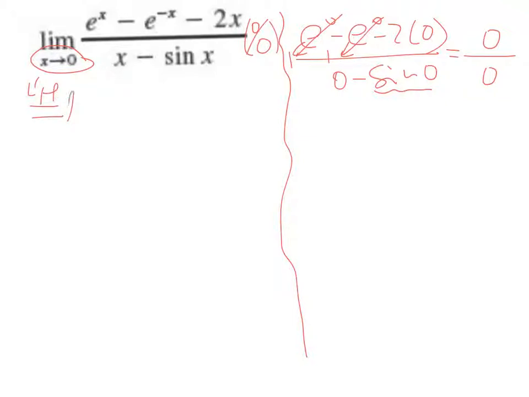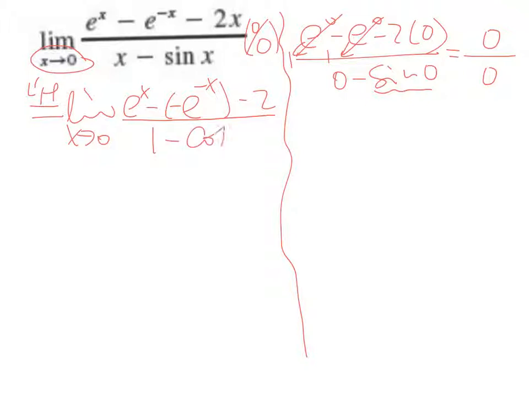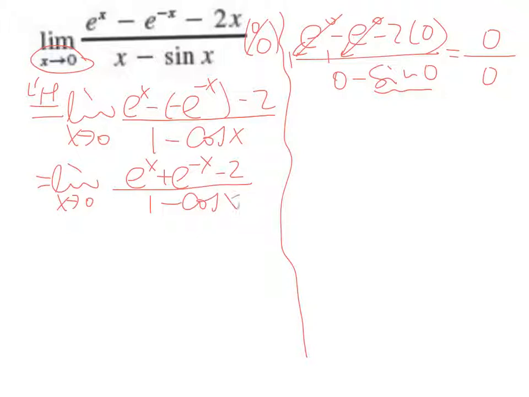L'Hopital's rule states: let's take the derivative of the top function and the bottom function. The derivative on top is e to the x minus negative e to the negative x, minus 2, over the derivative of x minus sine of x. I'm going to simplify a little bit: e to the x plus e to the negative x minus 2, over 1 minus cosine of x. So I'm going to check to see whether this function is still an indeterminate form.